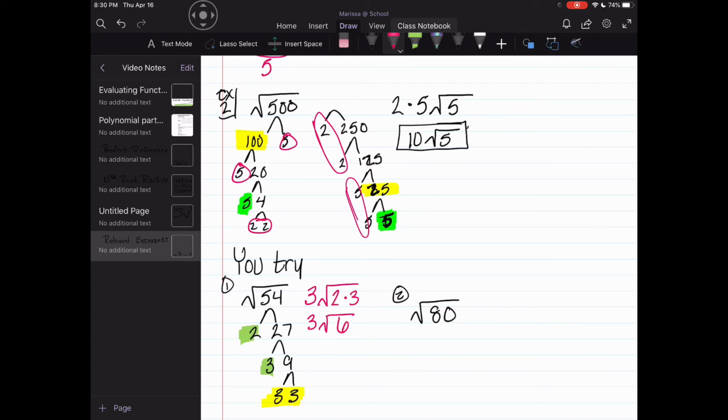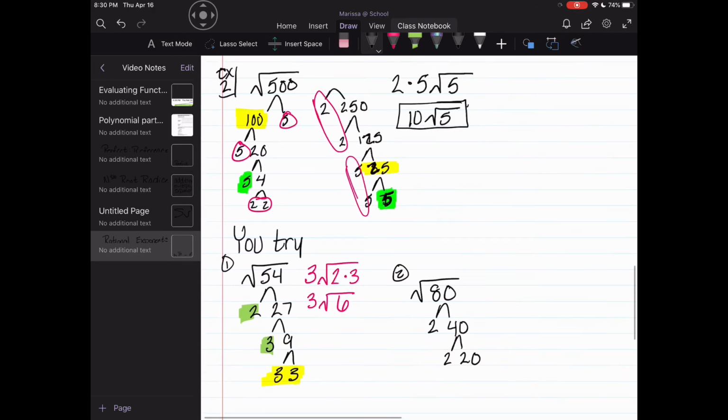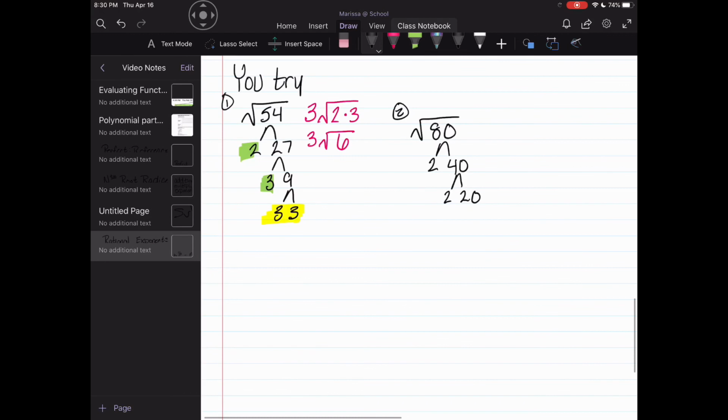The next one, I've got 80. So again, I know automatically it's an even number, so I can divide 80 by 2, which gives me 40. I know 40 is an even number, so I can divide that by 2, which gives me 20. I can then divide 20 by 2, which gives me 10. And I can divide that by 2, which gives me 5.